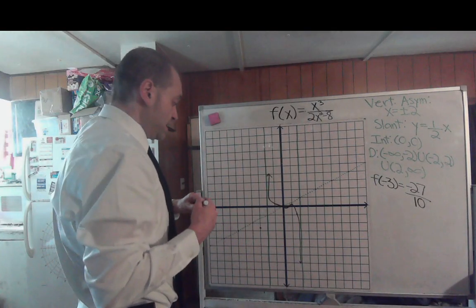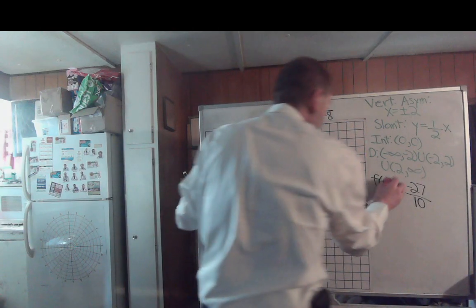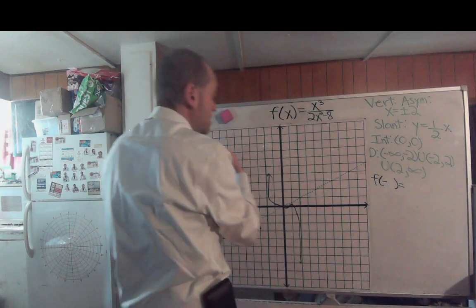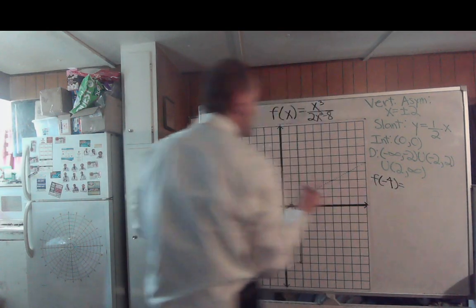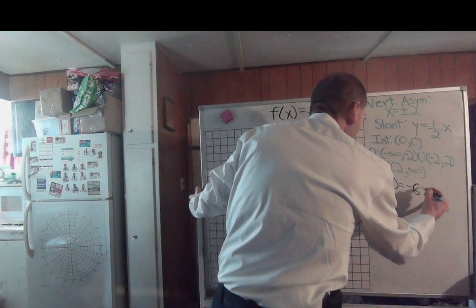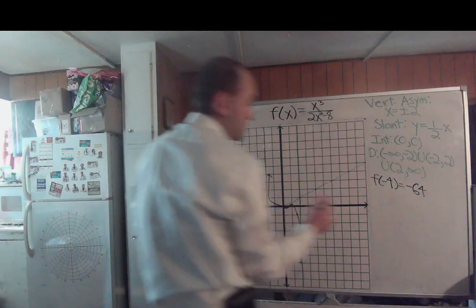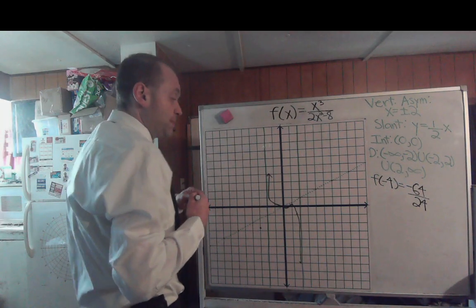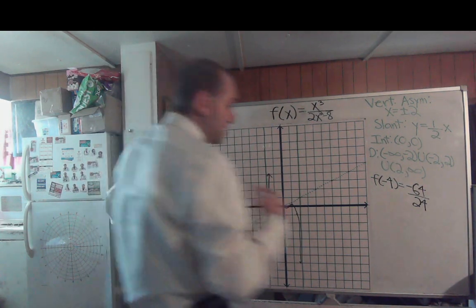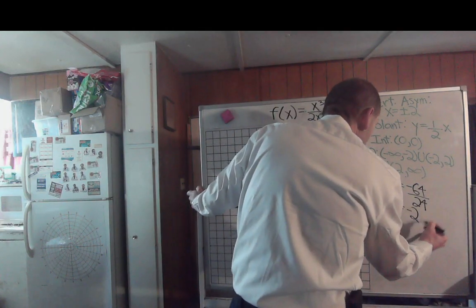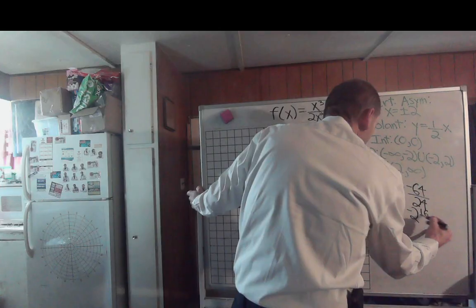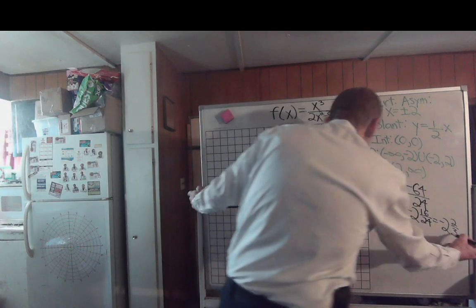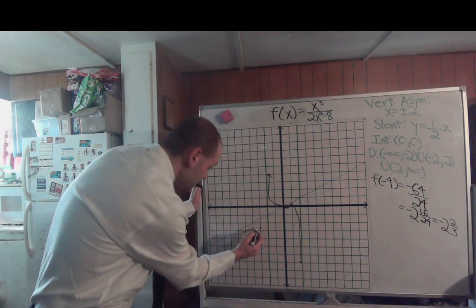Let's say I put in -4. Well, that's going to end up giving me -64 all over 32 minus 8, which is 24. That would give me -2 16/24, which would be -2 2/3, which is even lower yet.